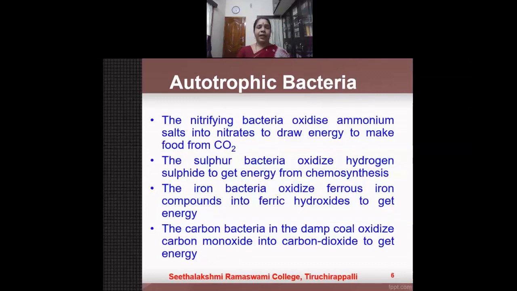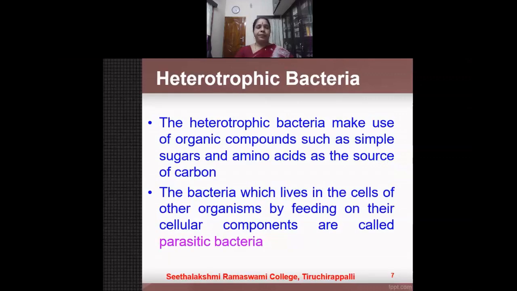Autotrophic bacteria. The nitrifying bacteria oxidize ammonium salts into nitrates to draw energy to make food from carbon dioxide. Likewise, the sulfur bacteria oxidize hydrogen sulfide to get energy from chemosynthesis. The iron bacteria oxidize ferrous iron compounds into ferric hydroxides to get energy. The carbon bacteria in the damp coal oxidize carbon monoxide into carbon dioxide to derive energy.